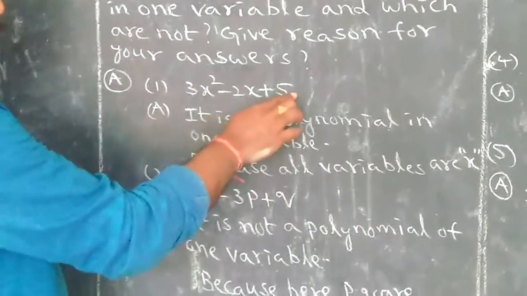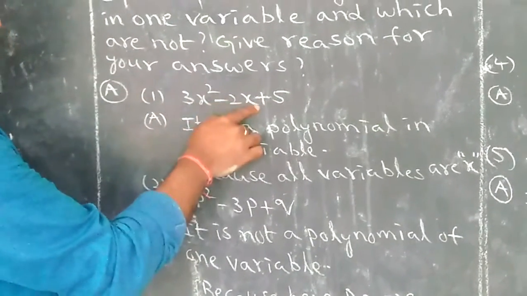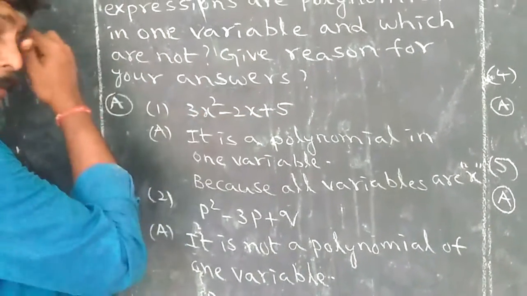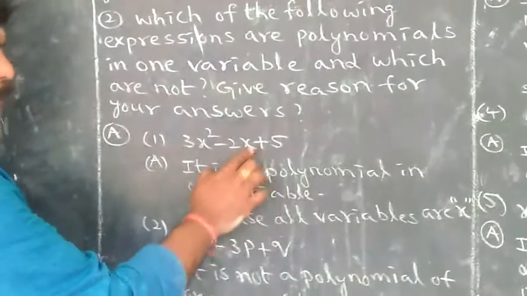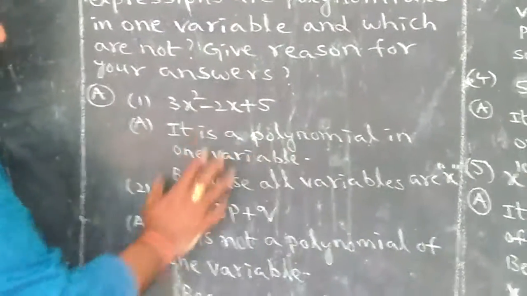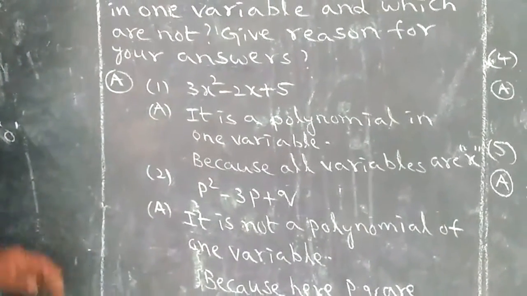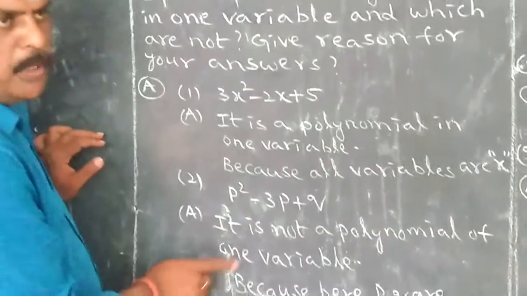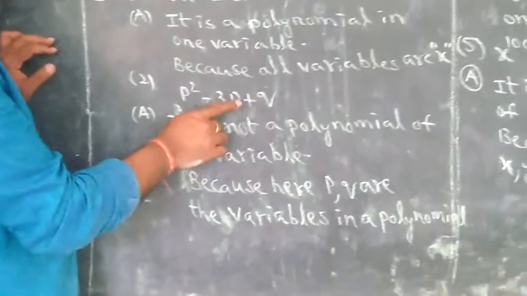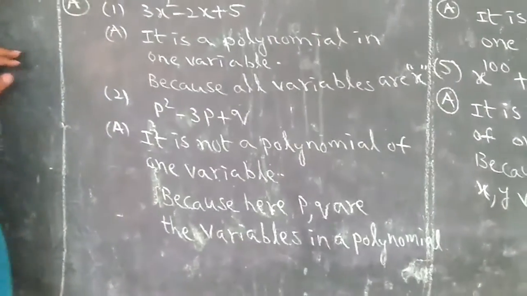Here there is also a constant. The two terms are x square and x, and they are one variable. So it is a polynomial in one variable, because all variables are x. Next one is p square minus 3p plus q. Here it is not a polynomial of one variable because two variables are there, p and q.